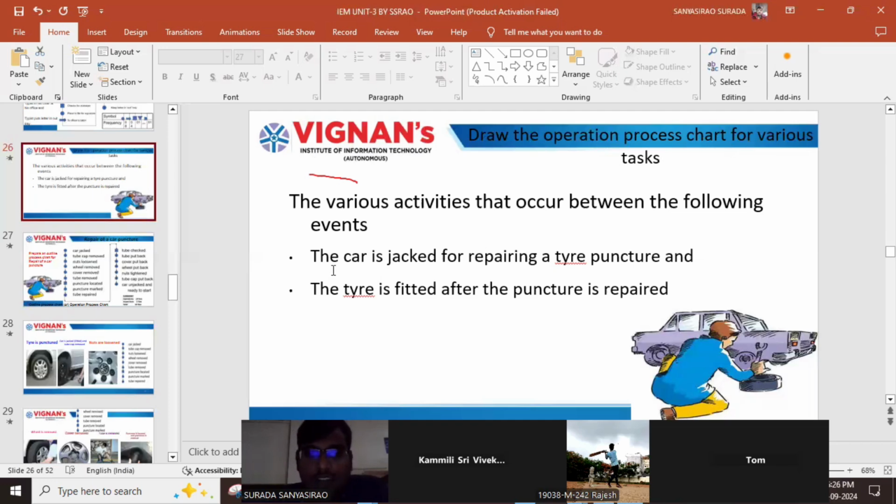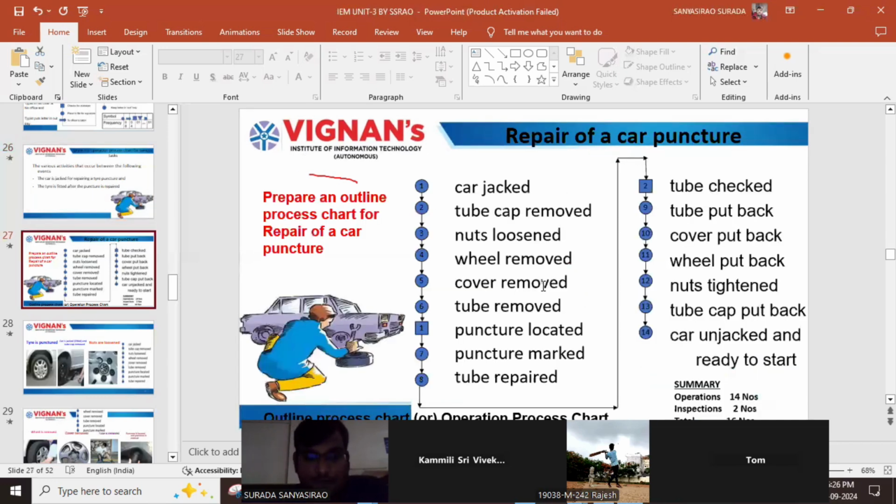Here the task is the car is jacked for repairing a tire puncture and the tire is fitted after the puncture is repaired. Here also you have to consider various operations. Let us see one by one. See here, outline process chart or operation process chart, both are same. The question is: prepare an outline process chart or operation process chart for a repair of a car puncture.